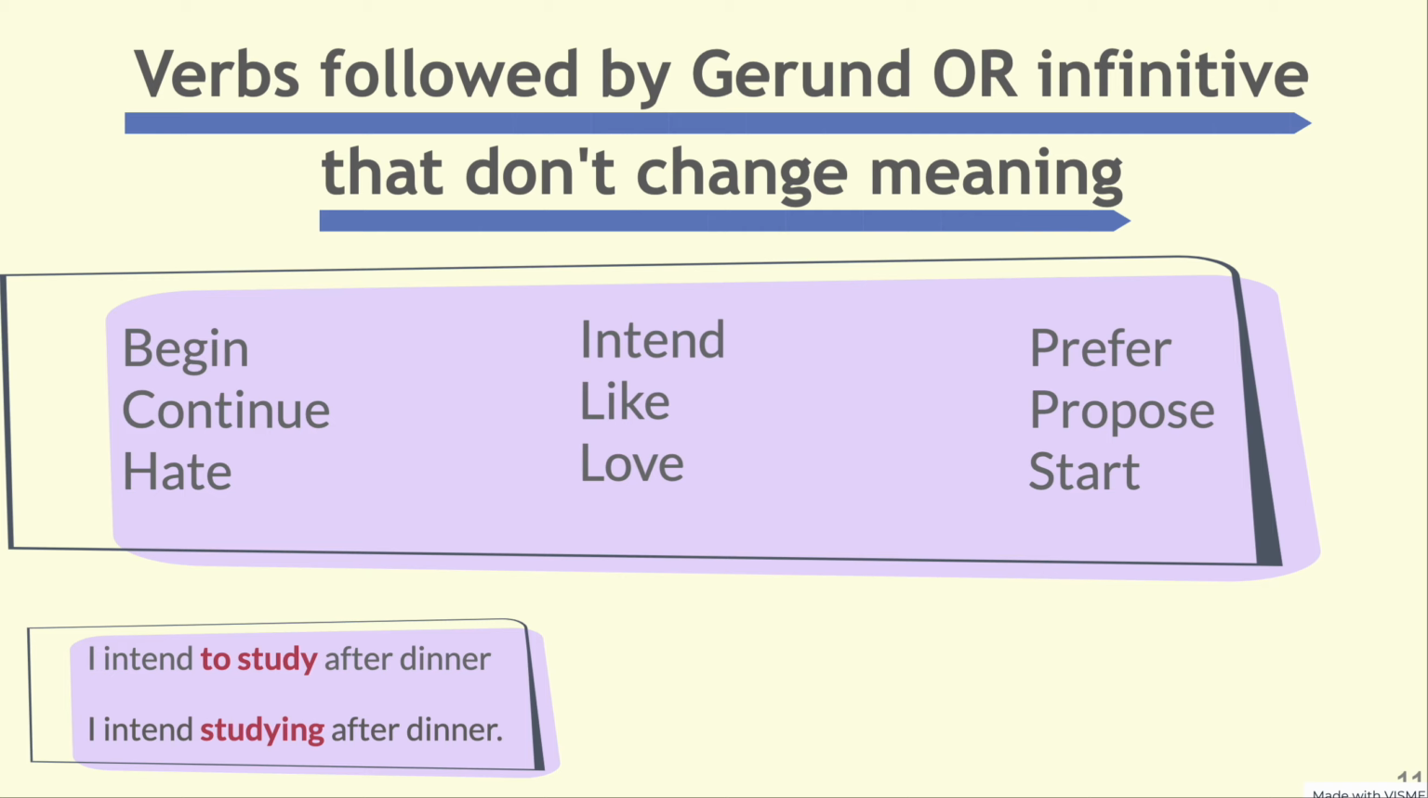Now, there are some verbs that can use a gerund or an infinitive after them, and it doesn't change the meaning of the sentence. I intend to study after dinner. I intend studying after dinner. Both have the same meaning. After dinner, I will study.